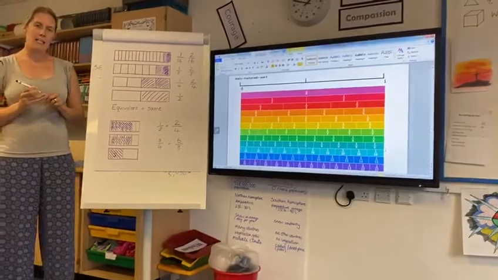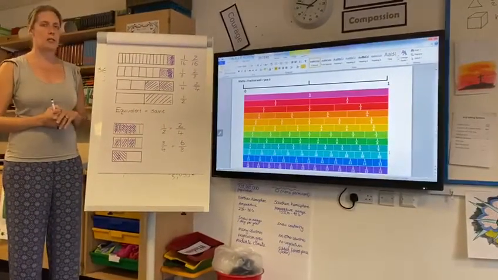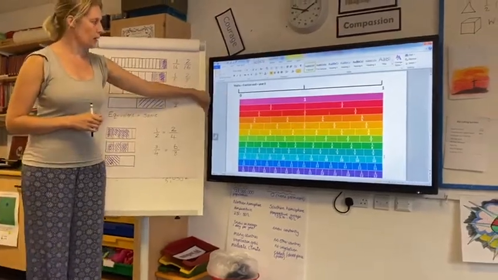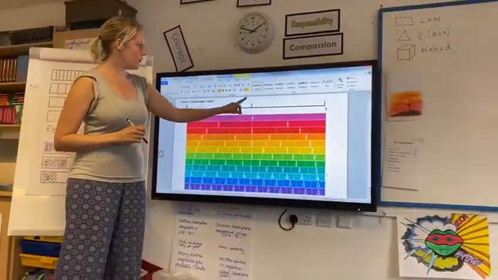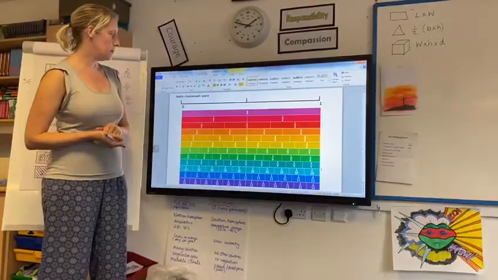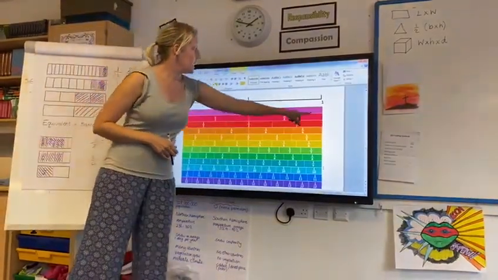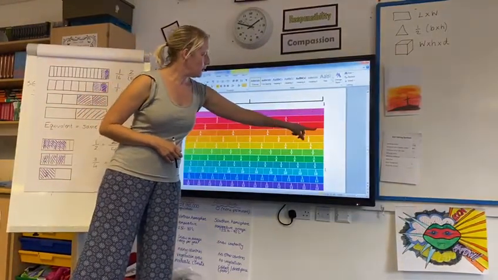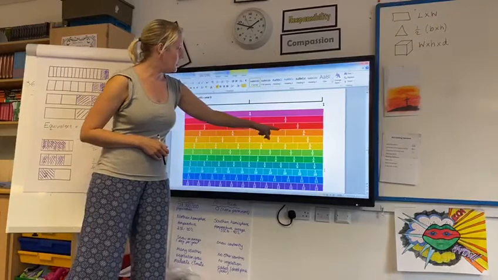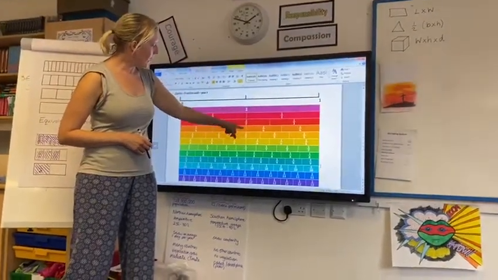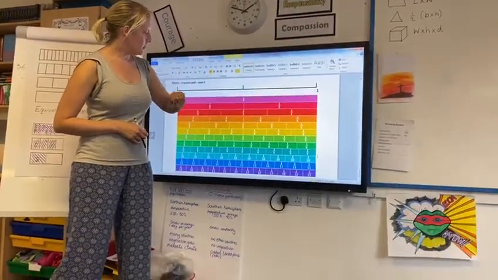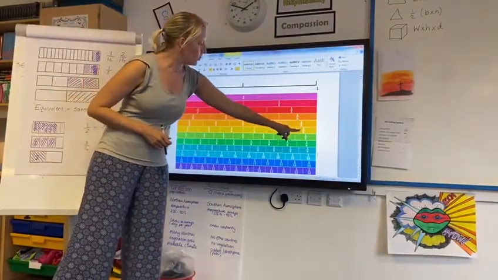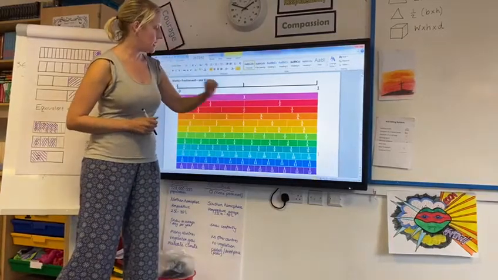And that's it. That's equivalent fractions. You're looking for fractions that are the same. In your pack, you have a fraction wall. And you can use your fraction wall to find equivalent fractions that will help you. So for example, here's my half, and if I look below, I can see it's the same as 1, 2 quarters because they end at the same point. I can see that my half is also the same as 1, 2, 3 sixths.